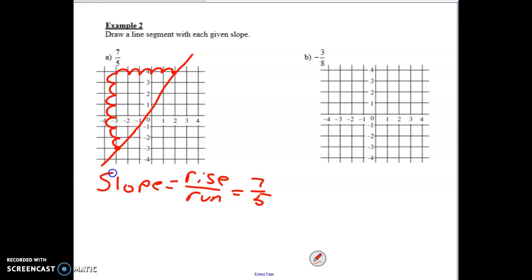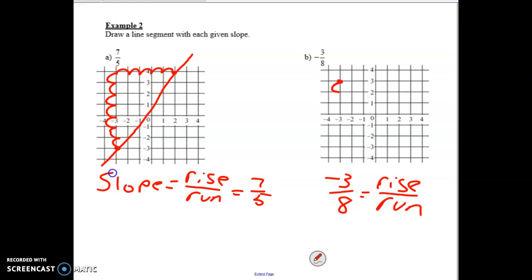Next example, the same thing, is that our slope is going to be minus 3 over 8. So now our slope is going to be minus 3 over 8, so our rise is minus 3 and our run is 8. I'm just going to write rise over run so we remember. So it's going to go down 3 and over 8 to the right. So I'm going to pick another point. I'm going to pick one up here this time.